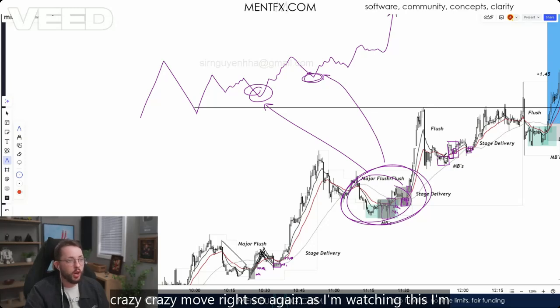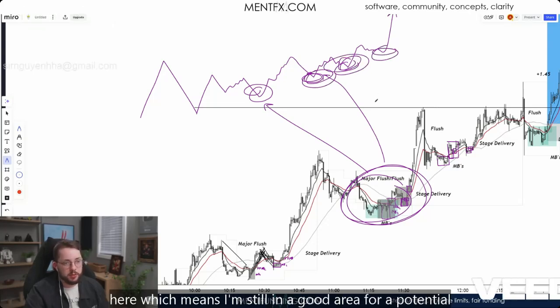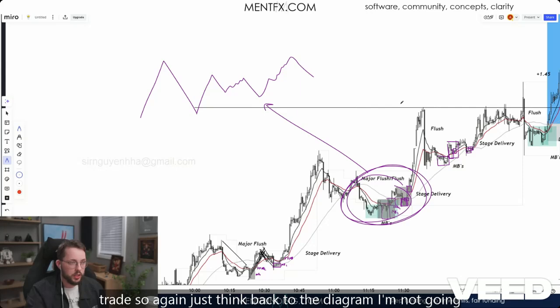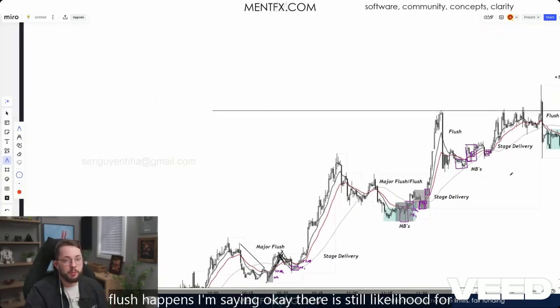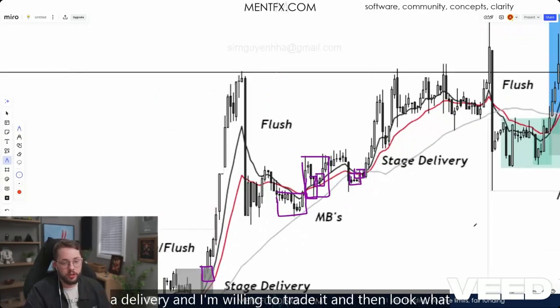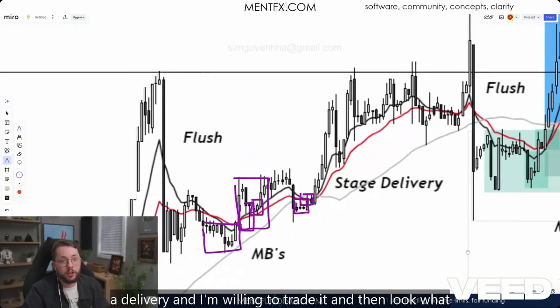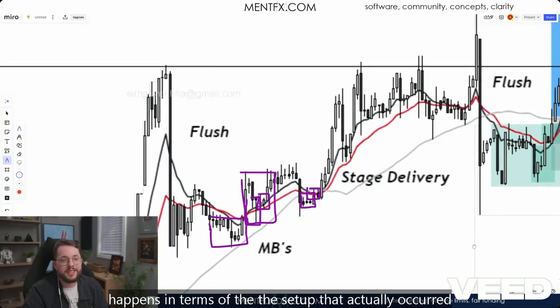So again, as I'm watching this, I'm saying, okay, I could be here or here. I could be here or here, which means I'm still in a good area for a potential trade. So again, just think back to the diagram. I'm not going to go and find the diagram again right now. So when this flush happens, I'm saying, okay, there is still likelihood for a delivery and I'm willing to trade it. And then look what happens in terms of the setup that actually occurred here.